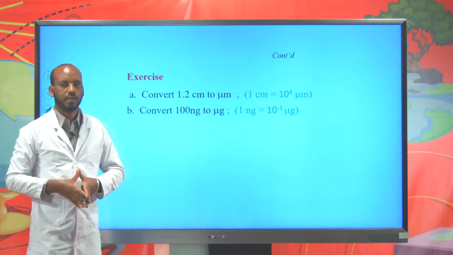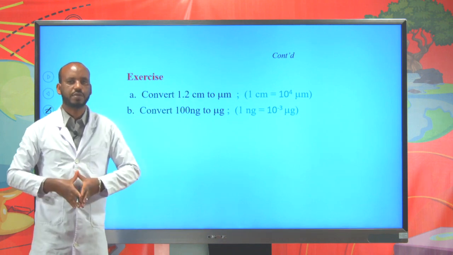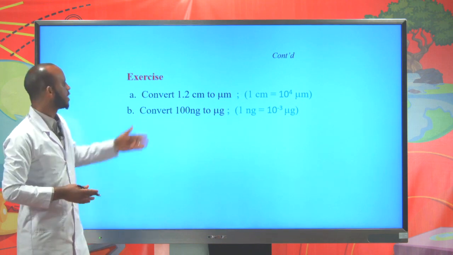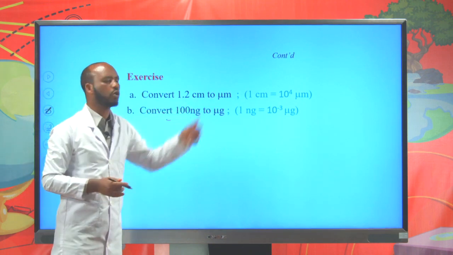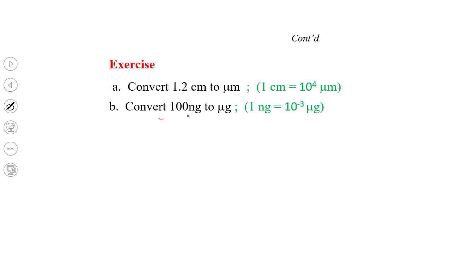Students, let us try this exercise so that you can practice what you have just learned. A. Convert 1.2 centimeter to micrometer. B. Convert 100 nanogram to microgram. You have 3 minutes.